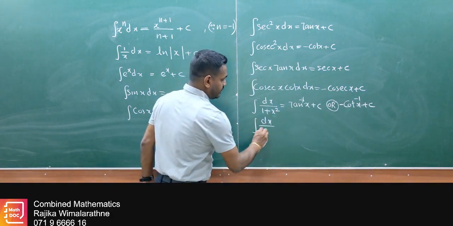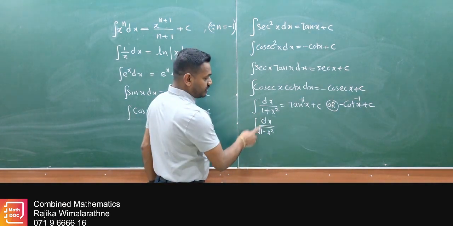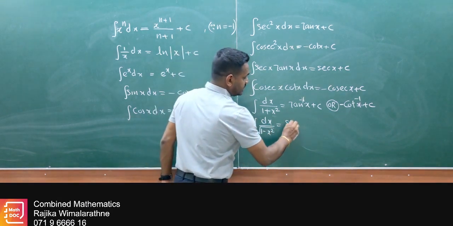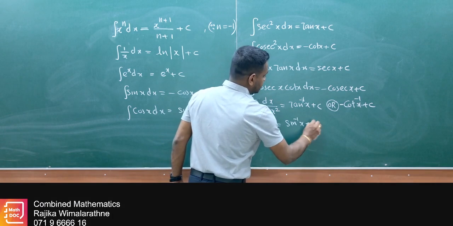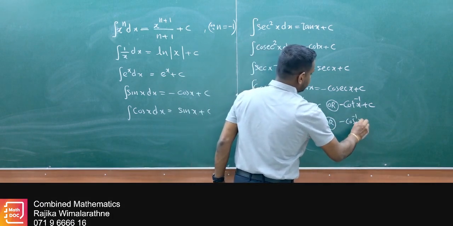dx over square root of 1 minus x squared. Sin inverse derivative 1 over square root of 1 minus x squared. Then 1 over square root of 1 minus x squared integral sin inverse x. Or we have another result minus cos inverse x plus c.